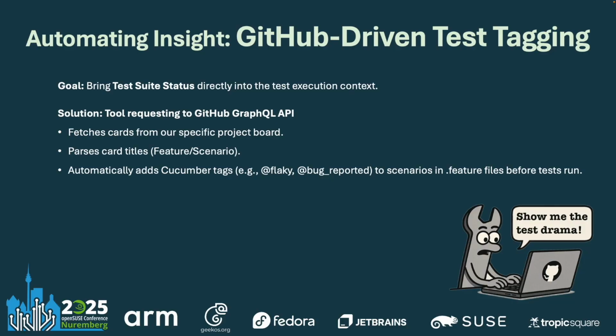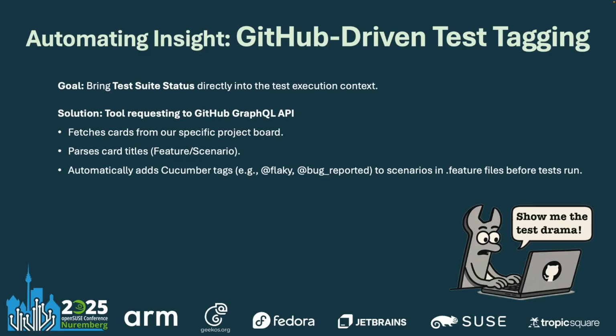Here's how this script operates. Before any set of test runs, the script connects to the GitHub GraphQL API, and it's set up to ask for information from our special test with status board. Then it gets the cards from the different columns like flaky test, debugging, bugs, and so on. And then it reads the card titles to find the specific feature and scenario pattern names.